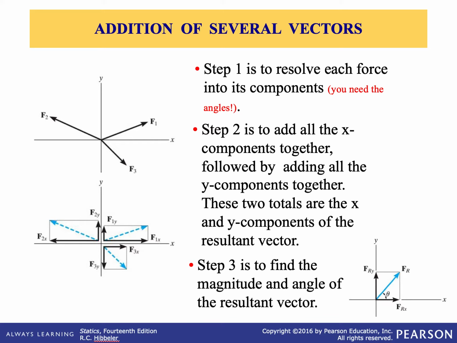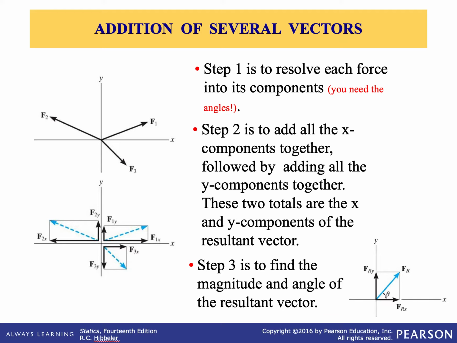Step 3 is to find the magnitude and the angle of the resultant force. You have only 2 components, FRx and FRy, and now you need to find the resultant FR and the direction, which is theta, the angle. The x and y components of the resultant force are simply the algebraic addition. So if you have 3 forces, we're just adding the components of all the forces, and you end up with the schematic to the right, where you have an x component and a y component. You need to find the resultant.